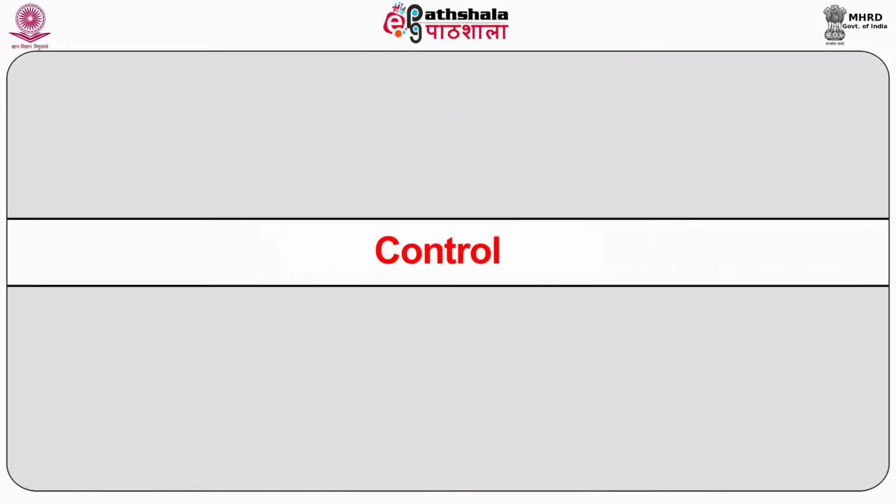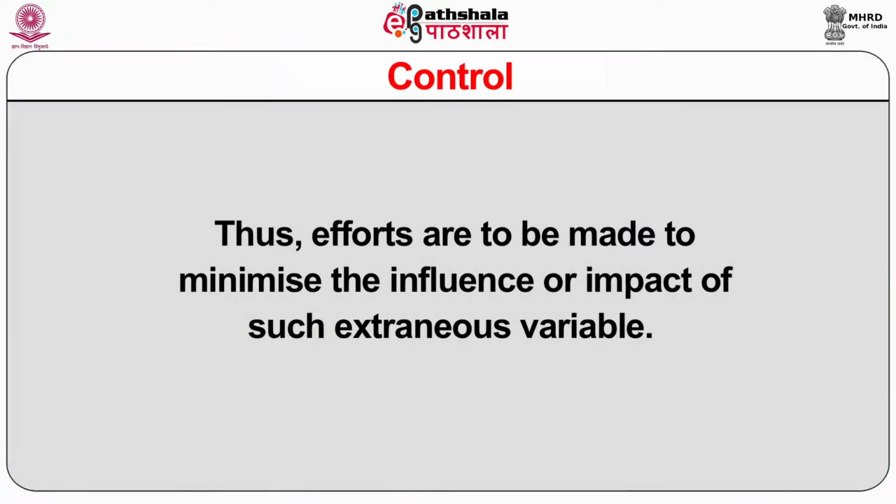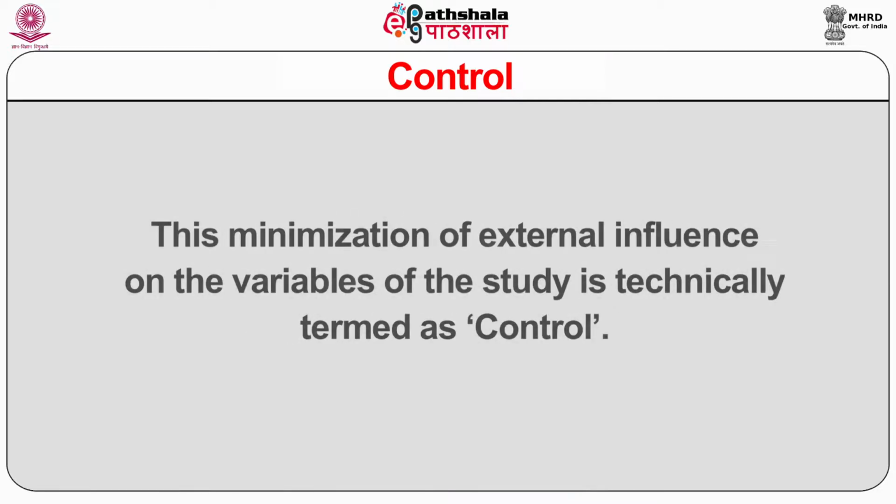The next concept is control. As stated in the previous point, the study may get affected by some variables that were not part of the study and may lead to some other direction. Thus, efforts are required to minimize the influence or impact of such extraneous variables. This minimization of external influence on the variables of the study is technically termed as control.